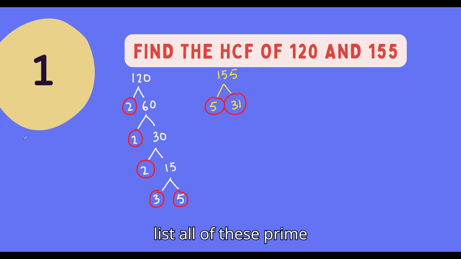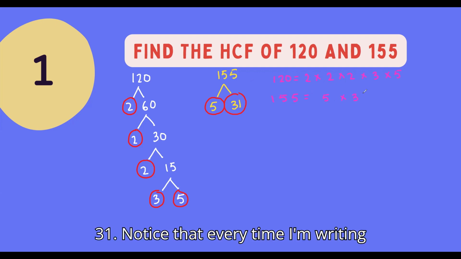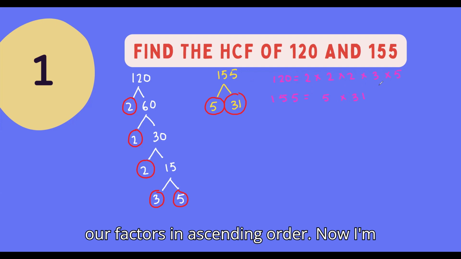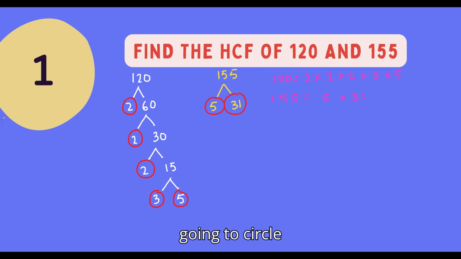Now I'm going to list all of these prime factors. So 120 is equal to 2 times 2 times 2 times 3 times 5. And 155 is equal to 5 times 31. Notice that every time I'm writing these prime factors, I'm going in ascending order because we always write our factors in ascending order.